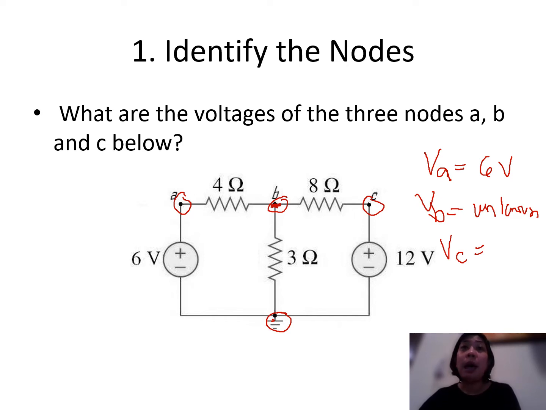VC is connected at your positive 12 volts here with respect to our reference node or the ground. So as you can see, it is very clear that our VC here is equivalent to 12 volts. Among our 3 nodes here, we only have one unknown, which is our VB. So in this type of circuit, we are trying to solve for VB. Okay, so what's next?